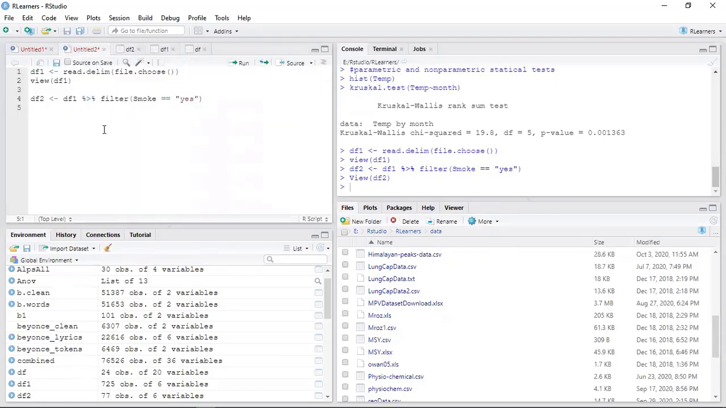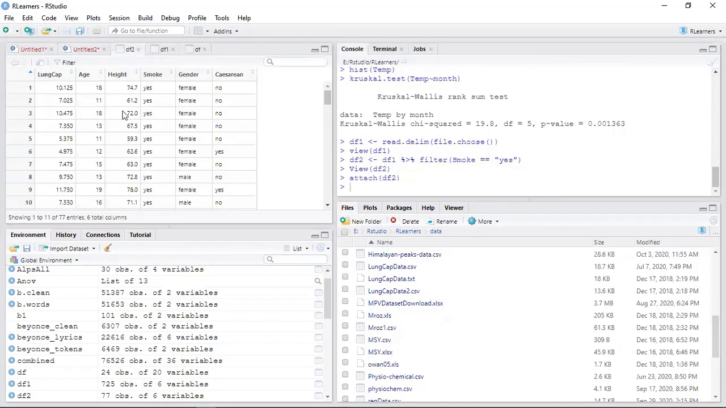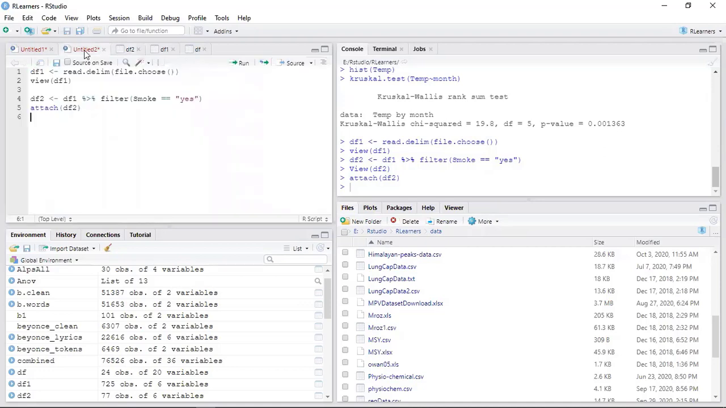Let's go back here. Let us attach our DF2. Let's attach it for easier use. So as you can see, this is a data set of people that smoke. They may be male or female, but the smoking category is yes, people who smoke. What I want us to do is to estimate the age at which people start smoking. So this is hypothesis testing.